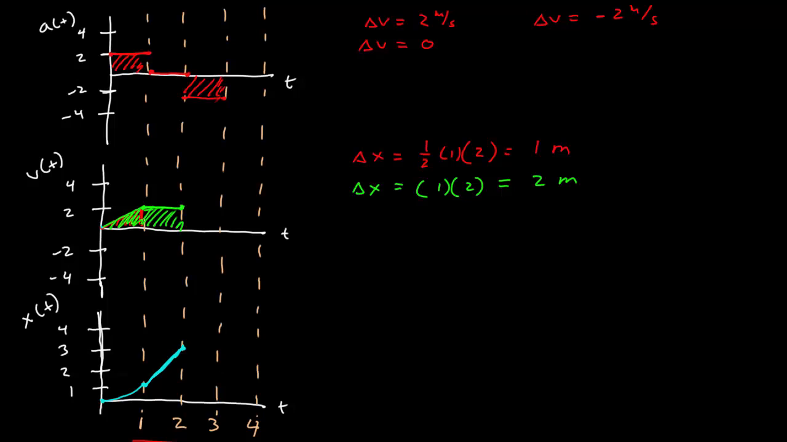The area under this negative function is negative. And so my change in velocity is negative 2 meters per second. So that's telling me my velocity is going from 2 meters per second back down to 0. And it's doing it in a straight line. The velocity has the same negative slope throughout, which is equal to negative 2 meters per second squared.